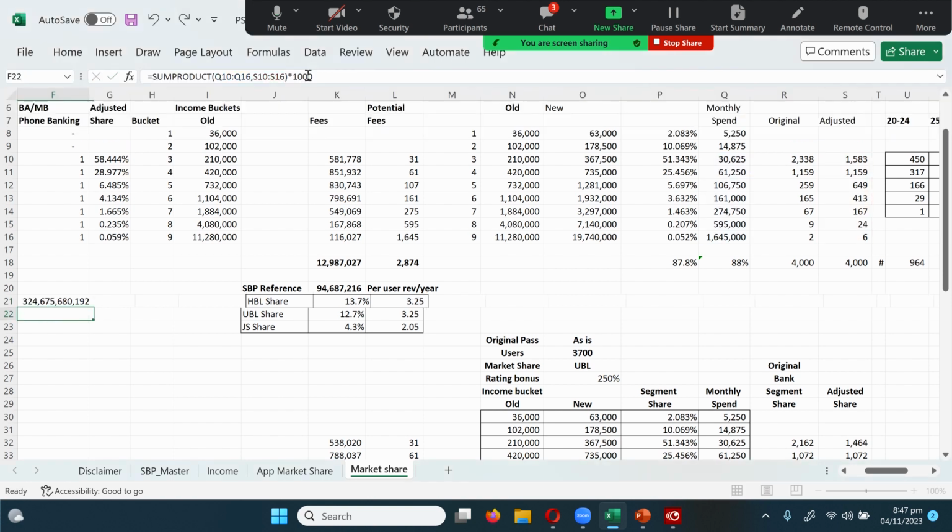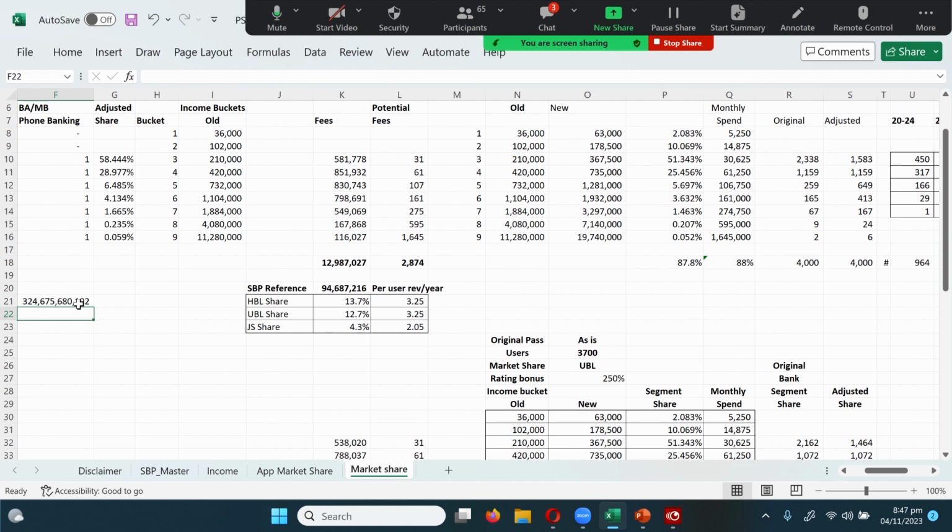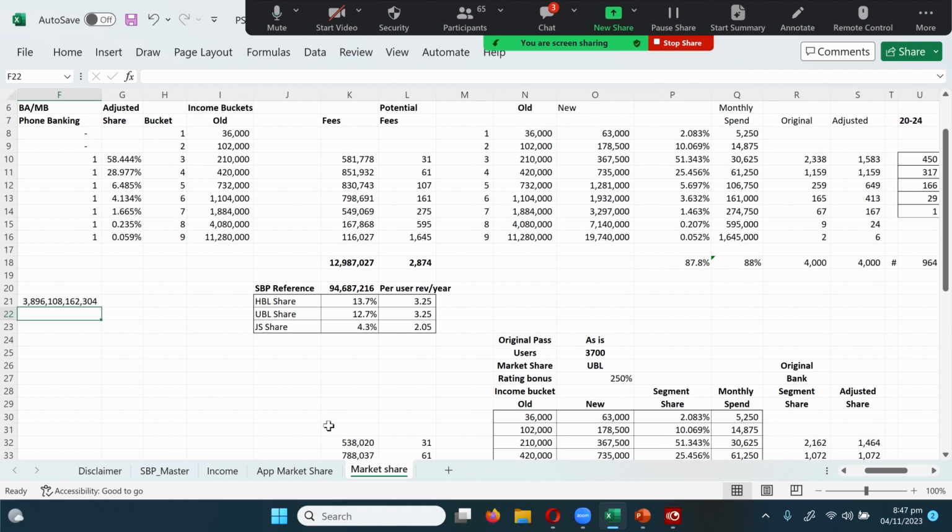And how does this volume compare with the volume that has been booked? We have only talked about HBL here, that if in HBL's case all of these people spend all of their money, then 324 billion rupees they have spent in a given month, and if I multiply this by 12, then this is what they spent in the full year. So about 3.8 trillion rupees spent.